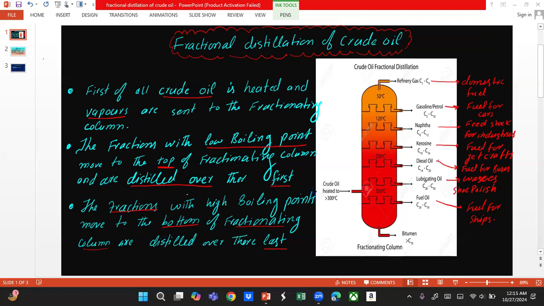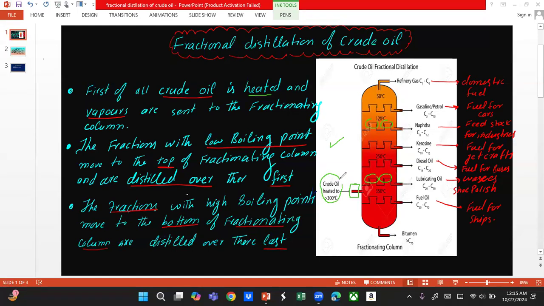To separate various fractions of crude oil, we will use a fractionating column. You can see this is a fractionating column. It has different compartments, and in each compartment we have bubble caps. The fractions will move up and pass through them. Okay, so how is fractional distillation carried out? First of all, crude oil will be heated and the vapors will be sent to the fractionating column from here, right?